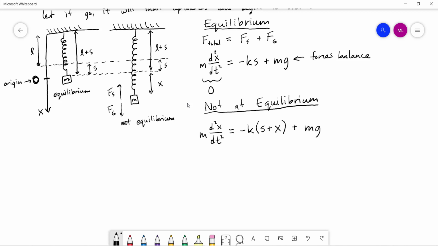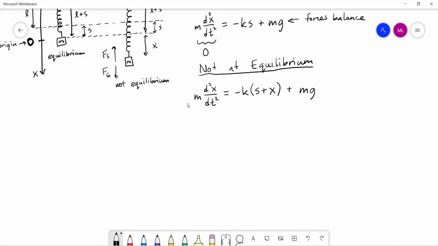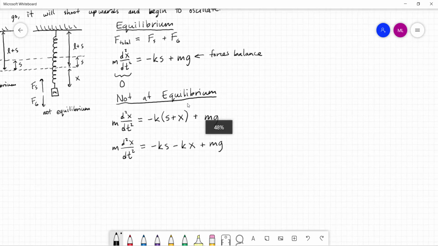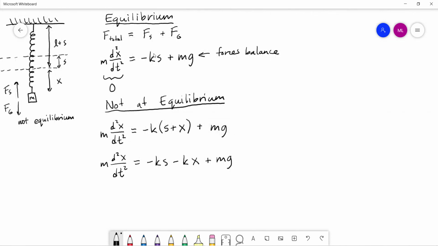But as I said before, the gravitational force hasn't changed. So we get this for our equation. And if we distribute through, let me not touch the left-hand side yet, but on the right-hand side, I'll get negative ks minus kx plus mg. But can we simplify this equation? And the answer is yes, because I know that the negative ks plus the mg term, those two pieces together have to add up to 0, according to the equilibrium equation.